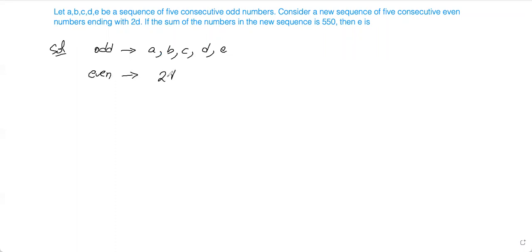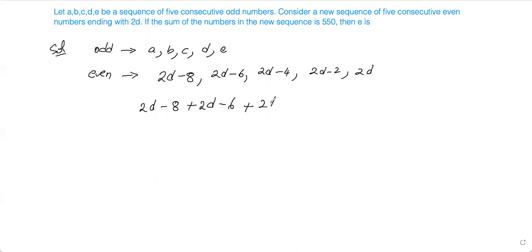That would be 2D minus 8, 2D minus 6, 2D minus 4, 2D minus 2, and 2D. So, the sum of the five numbers: you have to add these. That is 2D minus 8 plus 2D minus 6 plus 2D minus 4 plus 2D minus 2 plus 2D, which is equal to 550.